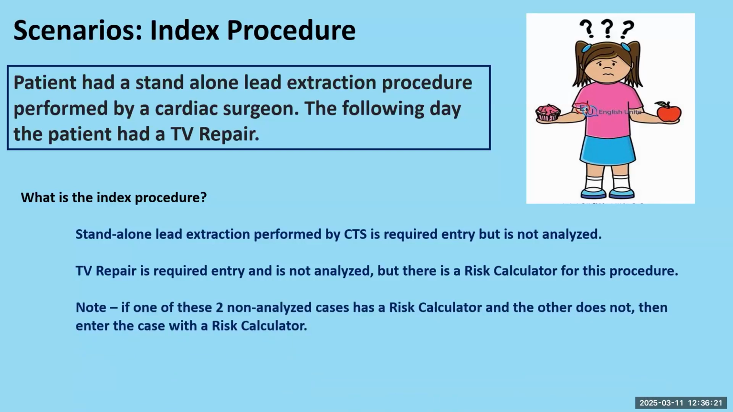So, and remember that little note I talked about. If you have 2 required entry, non-analyzed cases, we had that one little qualifier. If one of them has a risk calculator and the other doesn't, then we're going to enter the case that has the risk calculator. So in this particular situation, we would put the TV repair as the index procedure.